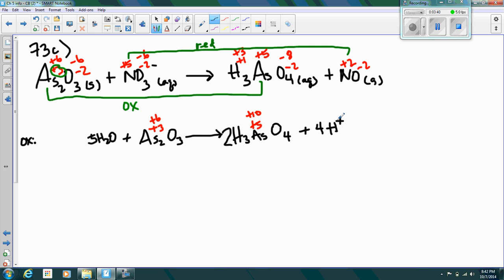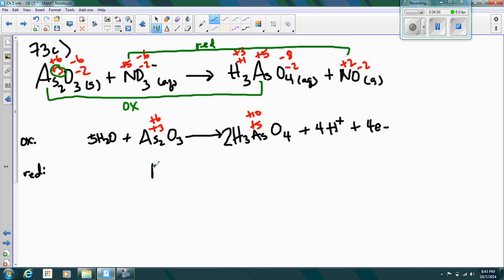Now the last thing I'm going to do is analyze my electrons. On the left, I have +6, and on the right, I have +10. So I need to add 4 more electrons to the right-hand side to balance this one out. Okay. Now we are ready to do the other half, which is going to be our reduction half.